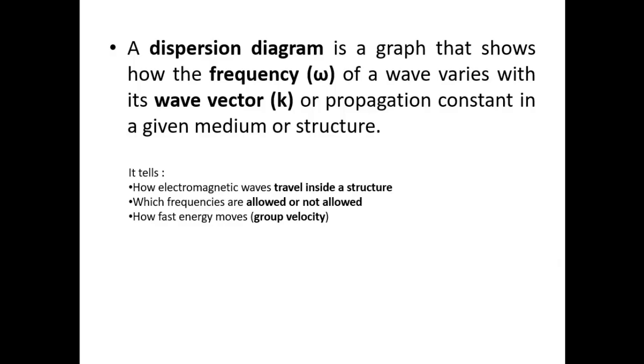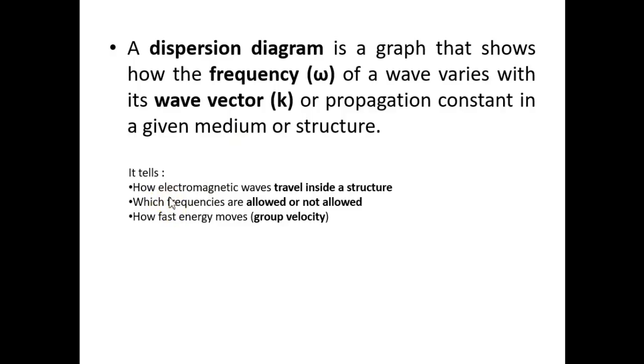What is the meaning of dispersion diagram? A dispersion diagram is a graph that shows how the frequency of a wave varies with its wave vector or propagation constant in a given medium or structure. That is, it shows a relation between frequency and propagation constant. So what kind of information will we get from the dispersion diagram?